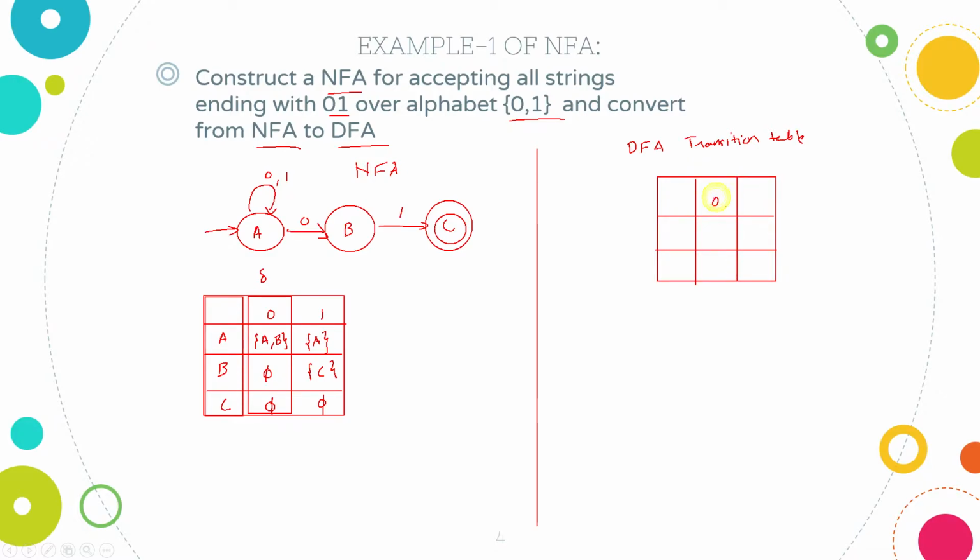So input is either 0 or 1, and we'll also create another row here. Now if you are in state A over here, you can either go to A or B. So what we have to do is we have to combine these two into one and call it a state AB. So if you get a 0 when you are in state A, you go to state AB, you have to combine them.